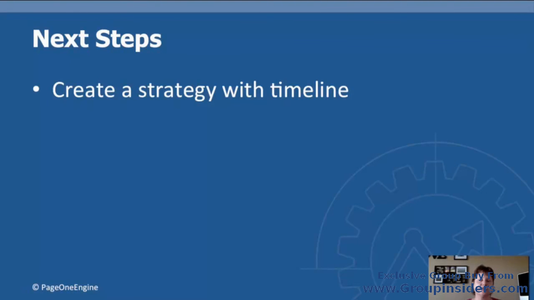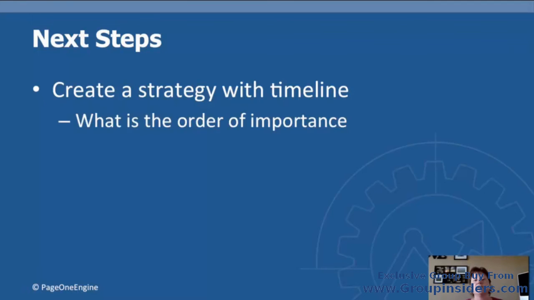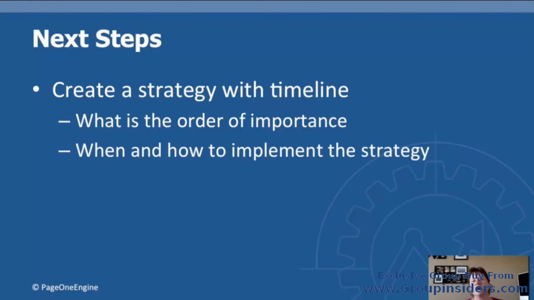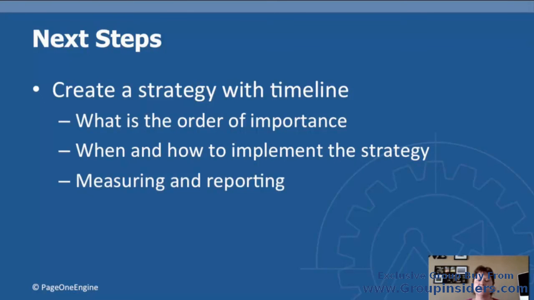The easiest way to do that is to come up with a strategy, follow that strategy on a certain timeline, and just get the work done. Figure out what the order of importance is. What do you need to do first? And once you decide what you need to do first, you execute upon that. Figure out when and how you're going to implement that strategy. Do you need software? Do you need help? Do you need to hire folks? Whatever it is, you just figure out what that strategy is. And then finally, measuring and reporting.